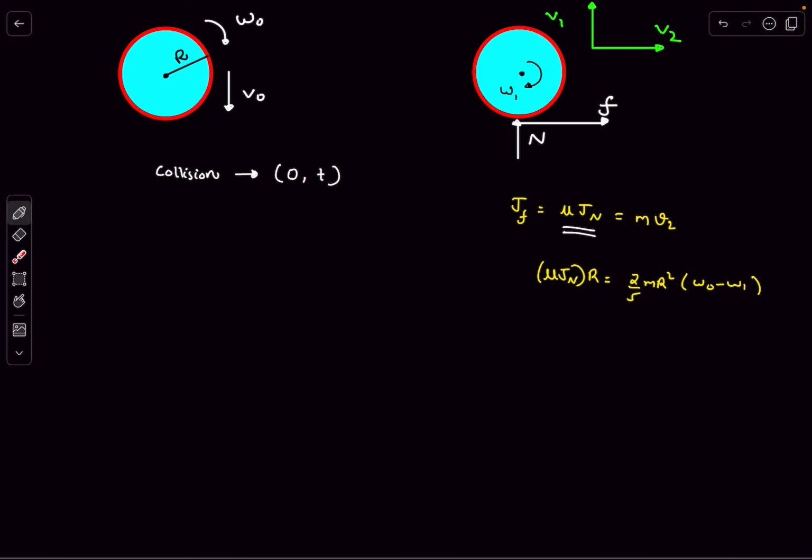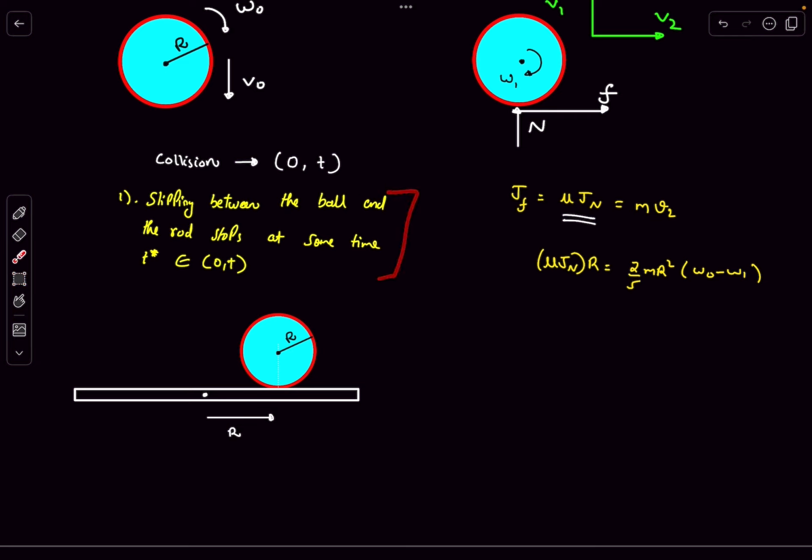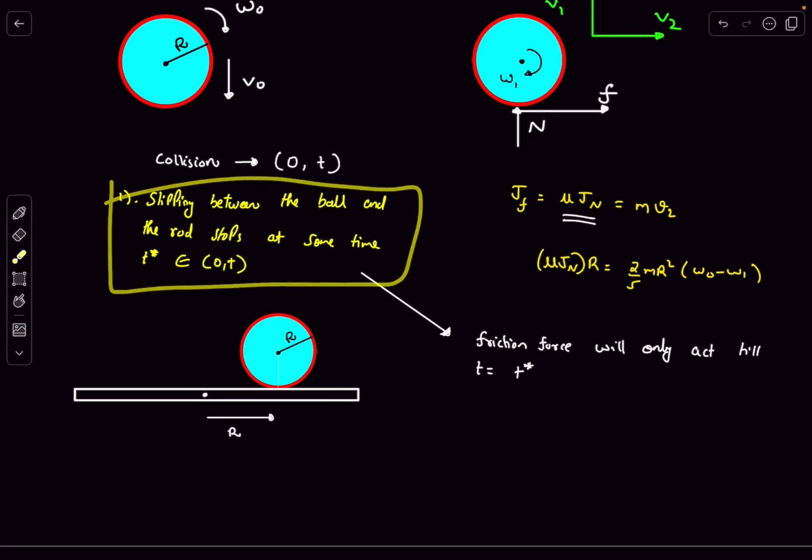Now there are two possibilities. Possibility number one is that as the collision starts, friction will start acting because these two points are slipping relative to each other. There is one possibility that the slipping between the ball and the rod stops at some time t star, which is less than t. In simple terms, the slipping stops before the collision is over. If this is the case, then friction force will only act till t star, or basically until the slipping stops. After the bottommost point of the sphere comes to rest, friction won't act anymore because the slipping has stopped. So somehow we have to figure out if case 1 is what is actually happening or not.